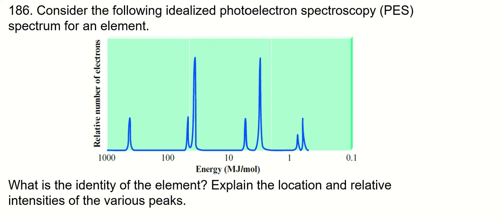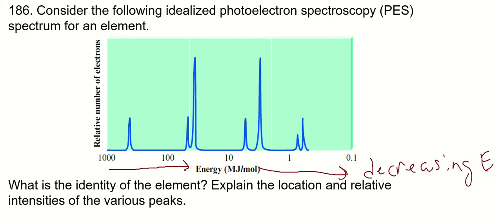So we know this x-axis is your binding energy, and it's going in decreasing energy, right? Decreasing. We already knew that. But my new question I'm going to pose to you is, what kind of electrons, that's what these peaks are, the number of electrons, would require close to 1,000 megajoules of energy per mole.